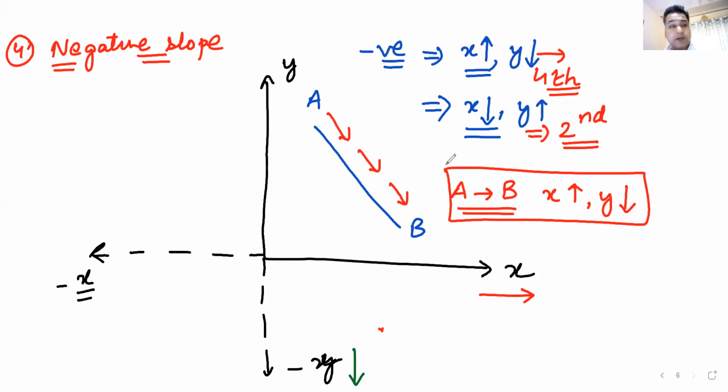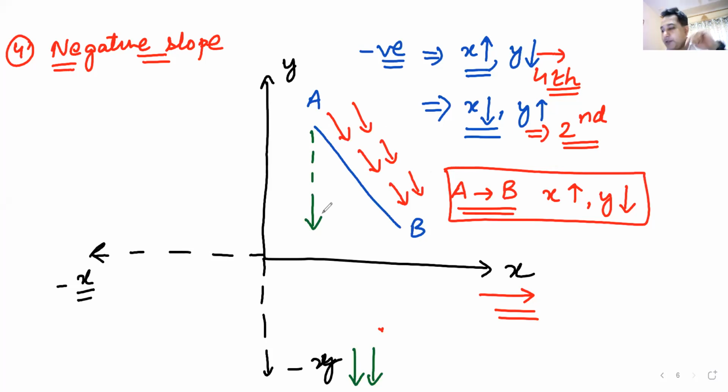Are you getting me? Everyone, Deepak, you got me on this one? Can I have some raised hands that you understand this? When I'm going from A to B, the value of X is increasing, but the value of Y is decreasing. Yes or no? Y is decreasing.